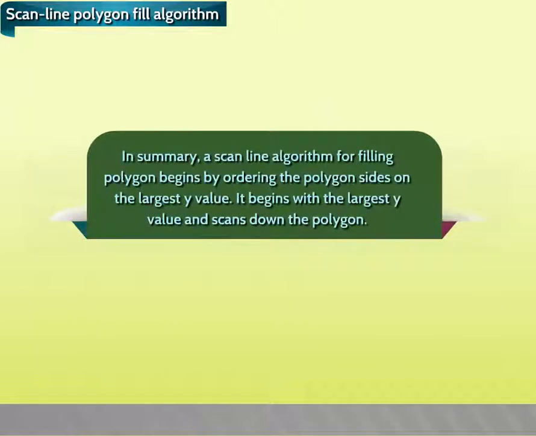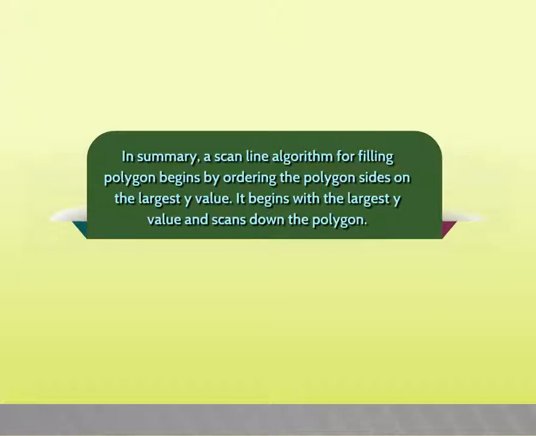In summary, a scanline algorithm for filling a polygon begins by ordering the polygon sides on the largest y value. It begins with the largest y value and scans down the polygon.